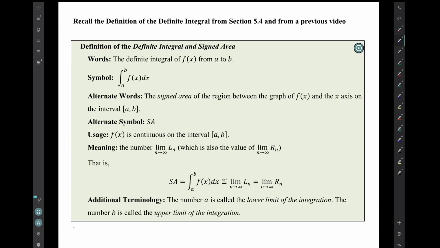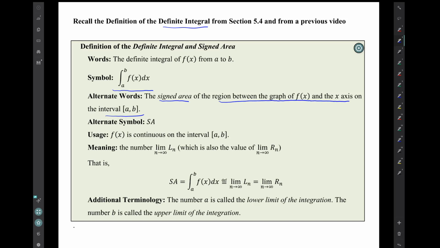Recall the definition of the definite integral from section 5.4 of the book and from a previous video. The definite integral of f of x from a to b is denoted by this symbol. Remember that the definite integral can also be called the signed area of the region between the graph of f and the x-axis on the interval [a, b].